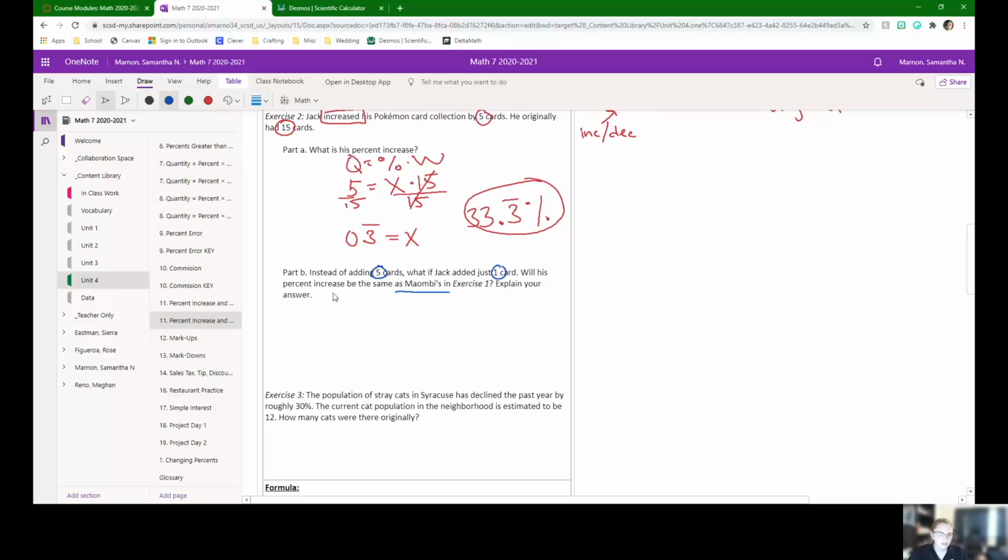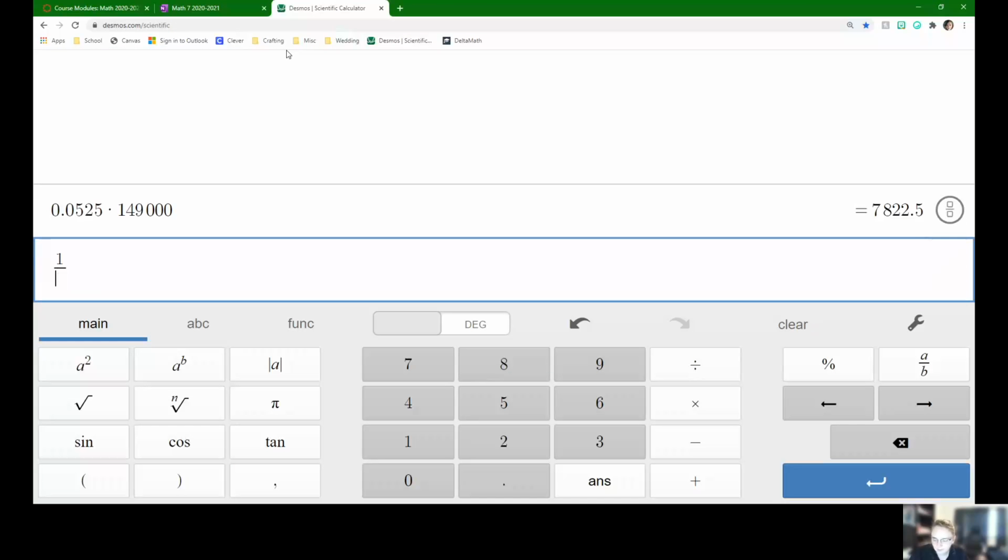If he increased it by 1 card, let's set up quantity equals percent times whole. Our increase was 1 card, we don't know the percent, and we do know the whole is still 15. So we can solve this for x just like before. We're going to divide by 15 on both sides, and we get x is, let's see, what's 1 divided by 15? 0.06 repeating.